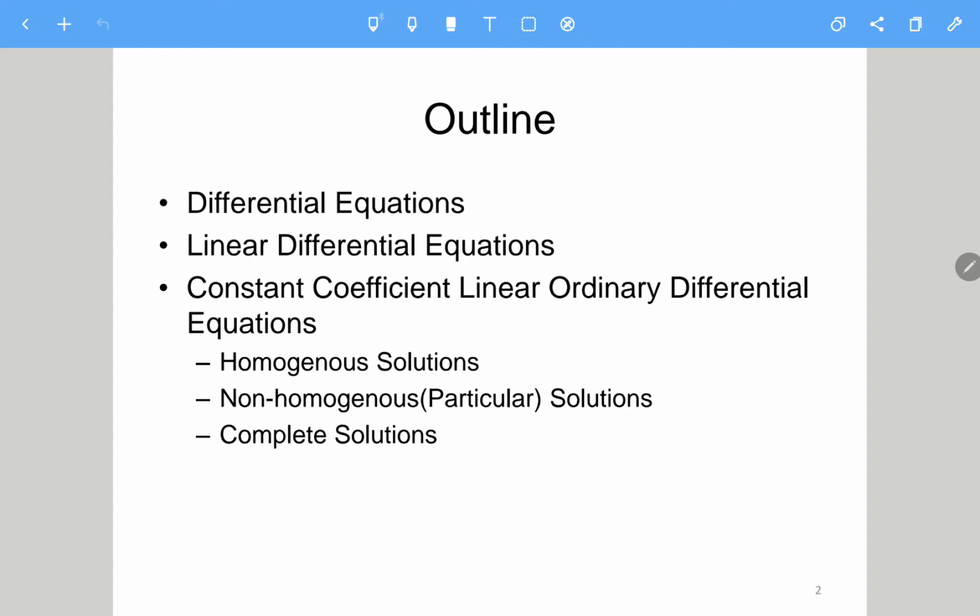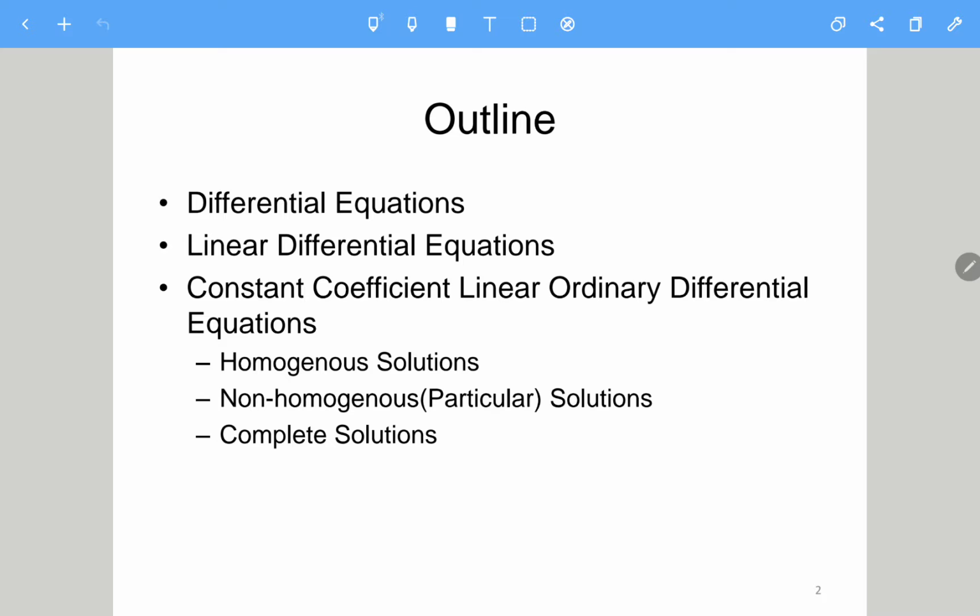So here we'll talk about how to solve the constant coefficient ODE, and this is the outline. First I will try to explain what a differential equation is, and then I will also talk about what a linear differential equation is, what is linear, and what a constant coefficient linear ODE is. This is a specific type of differential equation, which is easy to solve and has a systematic way to solve.